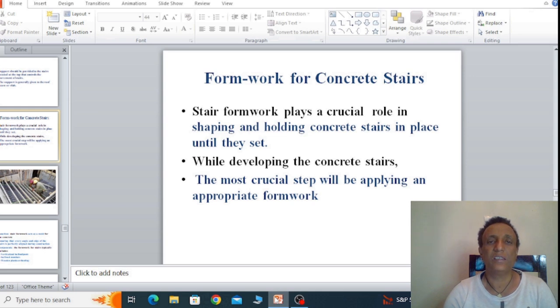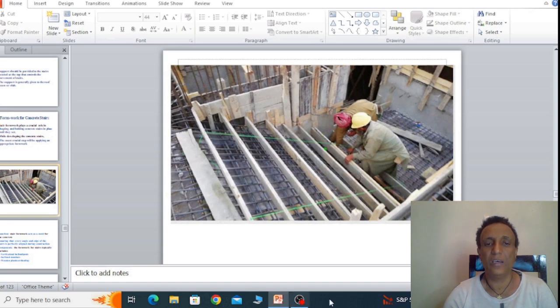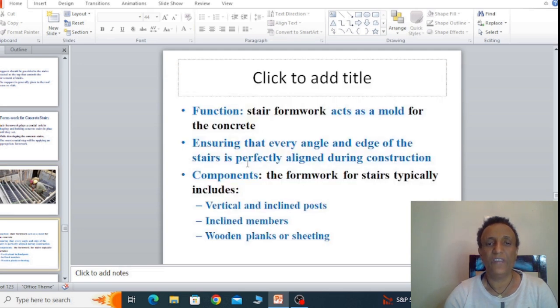Formwork construction is the most crucial step in stair construction. As you can see here, this is the formwork used to support the wet concrete during construction of a staircase. The function of the formwork is it acts as a mold. That means the wet concrete is poured on the mold. After removing the mold, the shape of the concrete will be the reverse shape of the mold. So it acts as a mold for wet concrete.